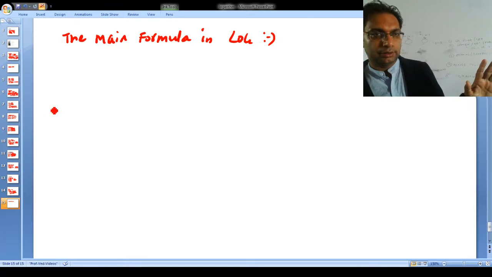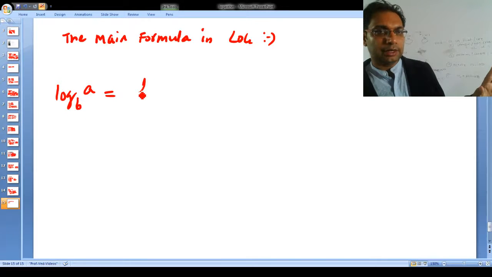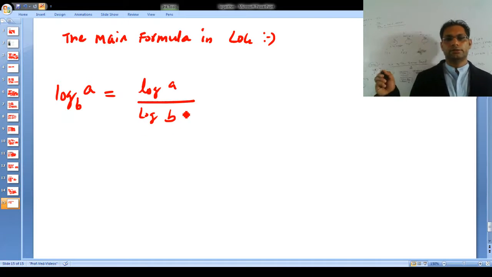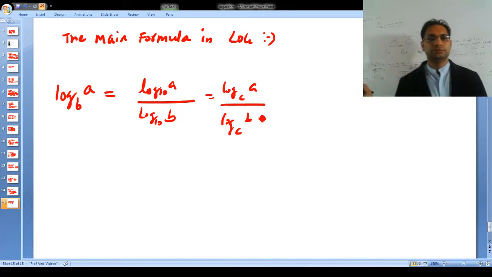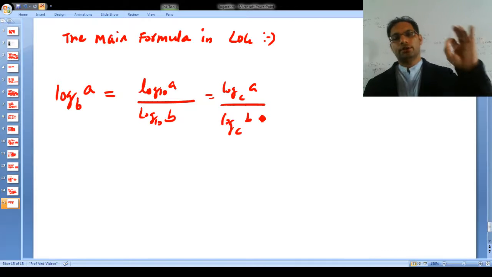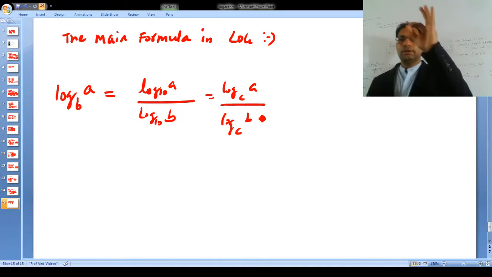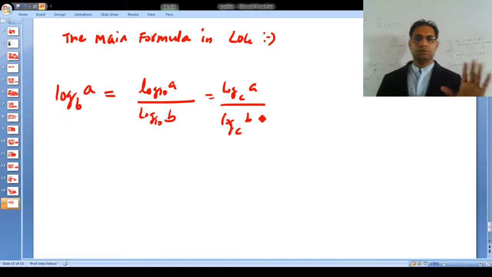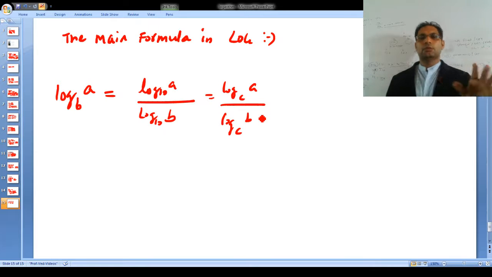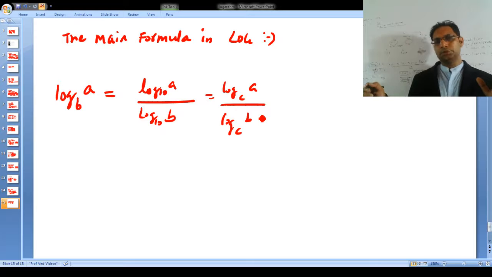Just remember this. If something is given like this, log a to the base b, you can write this as log a by log b. That's it. In the base you could have 10, which is the common thing, or you could have any number in the base. It is all fine. But you can write log of a to the base b as log of a to the base something divided by log of b to the base something. Mostly if you write 10, you are fine when solving problems. If required, you can write a particular base and it will also be okay.